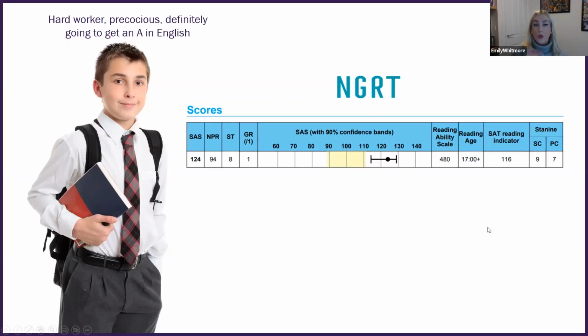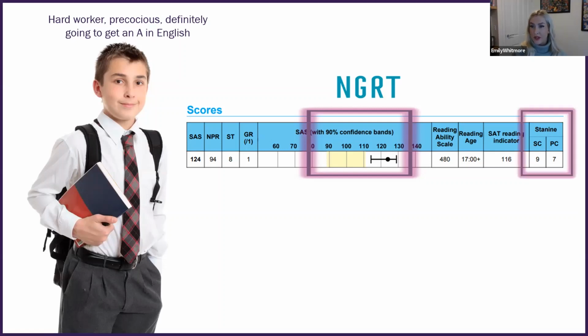Now, if we look at his NGRT report and we focus on the standard age score and his reading age, we would expect that, yes, that A is probably a given, right? Look at where he falls in relation to that average band, or that expected range for his age group, and look at his reading age. It's been cut off here, but this report was from a student who was 13 years of age. But what I really want to focus on is that Stanine breakdown between sentence completion and passage comprehension.